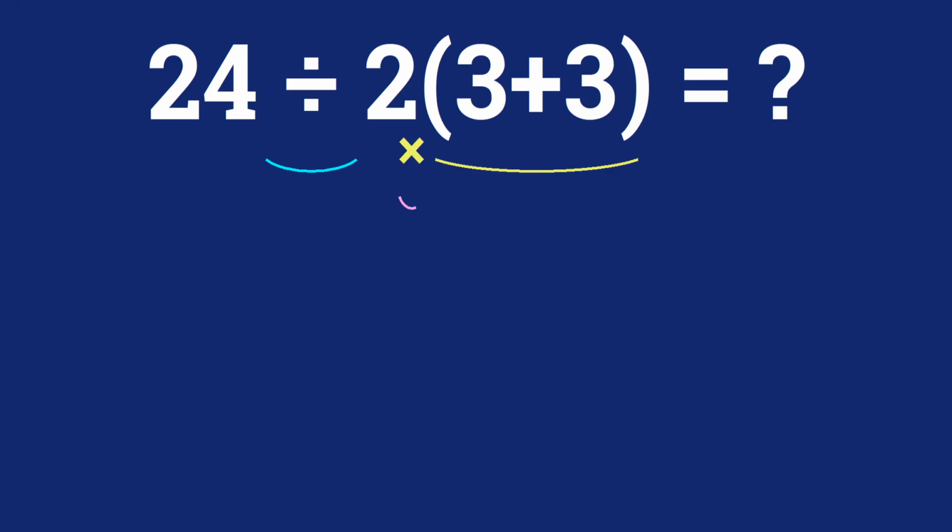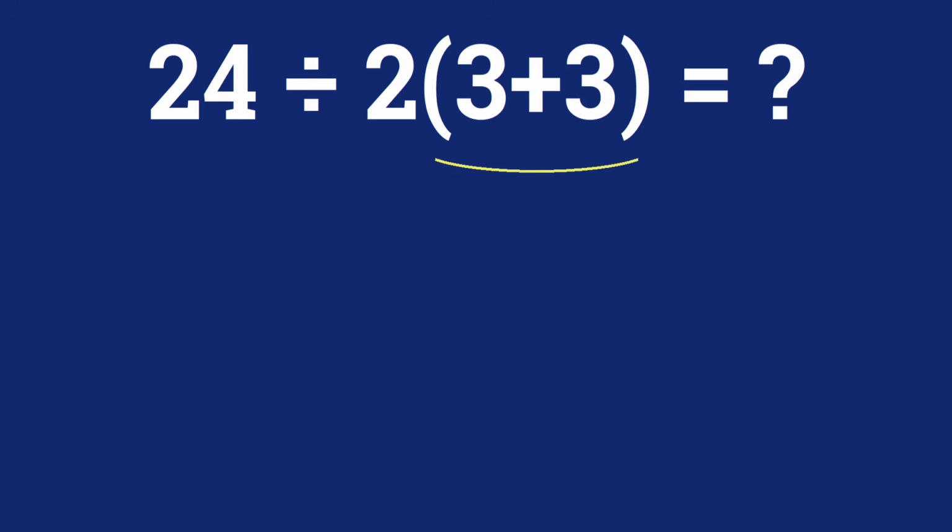Here we have a multiplication, because in mathematics, when a number is placed next to parentheses, it means multiplication, and we usually don't write the multiplication sign for brevity. So according to PEMDAS, first we have to do these parentheses, then this division, and finally this multiplication. If we do this multiplication before this division, it's wrong.